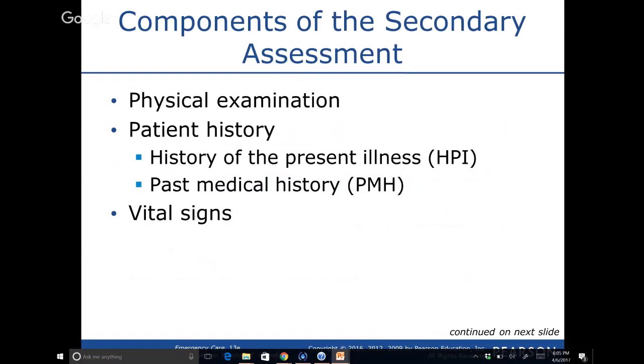The components of the secondary assessment are the physical examination, the patient history, your history of the present illness, past medical history or PMH, and then vital signs. On past medical history, for EMS, it's sometimes very important to ask, do you have any past medical history related to this, or any that's pertinent? You're looking for pertinent history versus, well, I broke my arm when I was 12, and they'll go on and on, which might be important to be in their records. But for us dealing with chest pain, it's really not important that we know if they broke their arm.